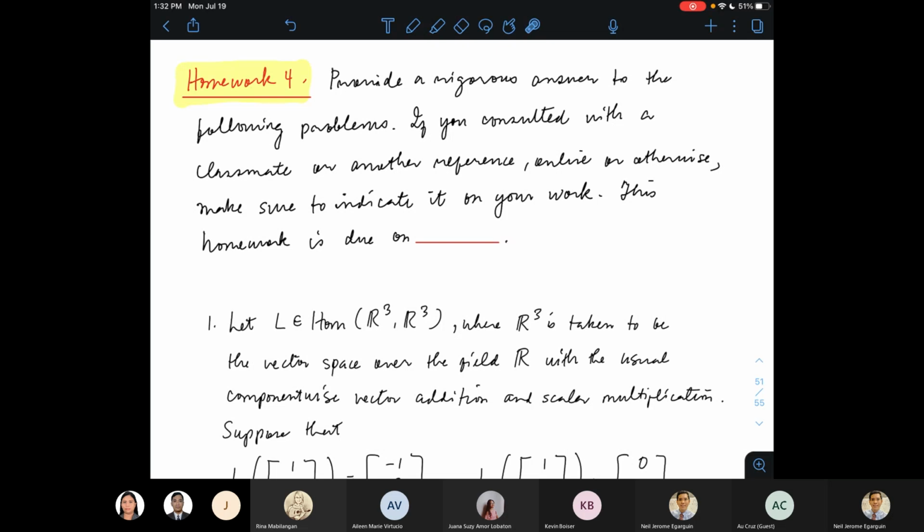Yes, Jeng. Sir, kasi sabi niyo po kanina, ano tawag dito? Yung range of L is mahirap hanapin.